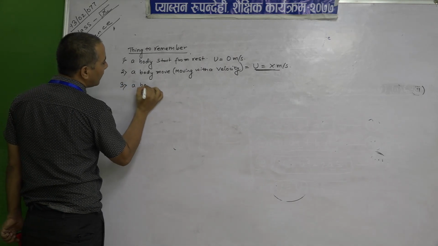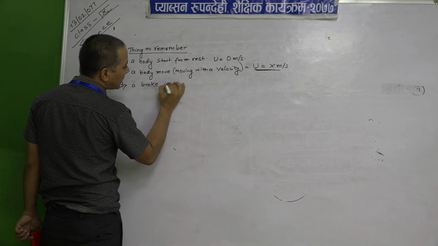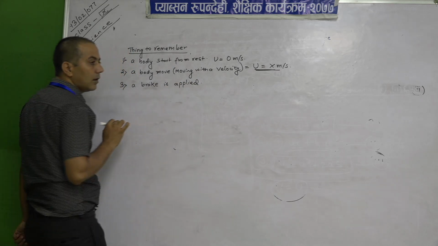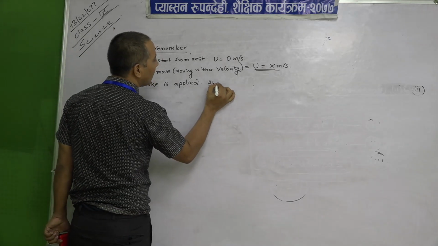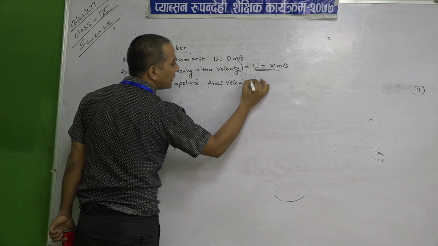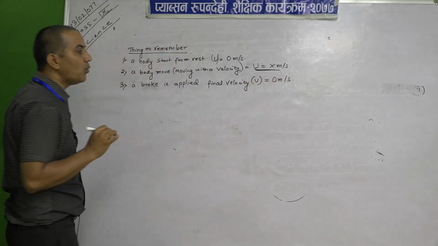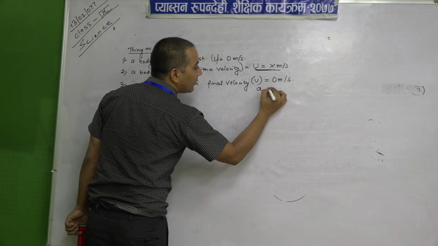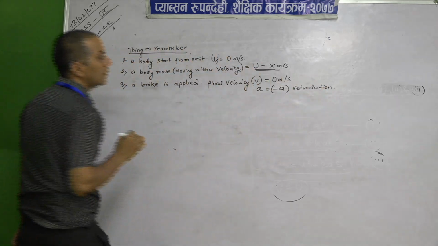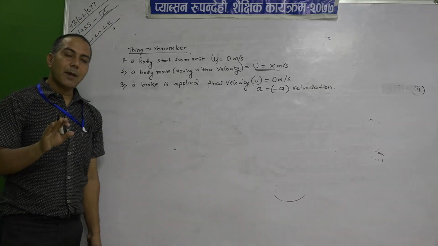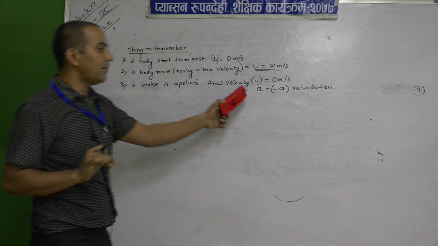Then the next one, a brake is applied. Brake is applied means what? The final velocity v equals 0 meter per second. And at that time the acceleration will be minus, that is retardation. So, when a brake is applied to a vehicle, the final velocity will be 0 and the acceleration will be negative acceleration.